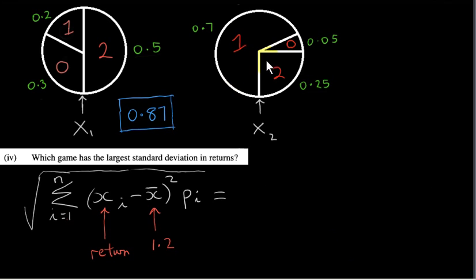For game 2 we do the same thing. We take each return, subtract the mean return. We know that the mean for game 2 is also 1.2. So we can start with any value we like, of course. We could take this value. Our x1 would be 1 in this case, if you like, minus the mean value, which is 1.2, we square it. The probability here is 0.7.